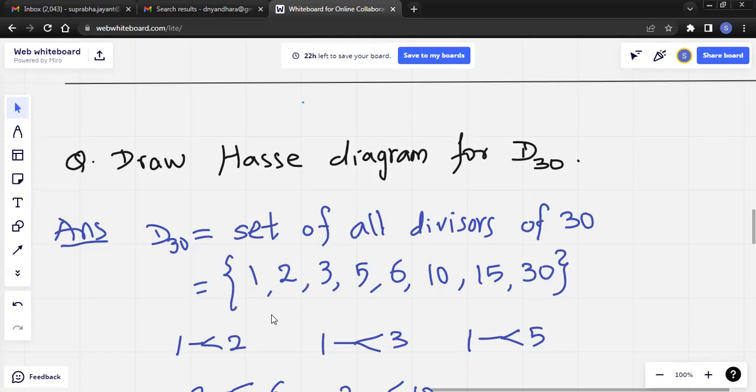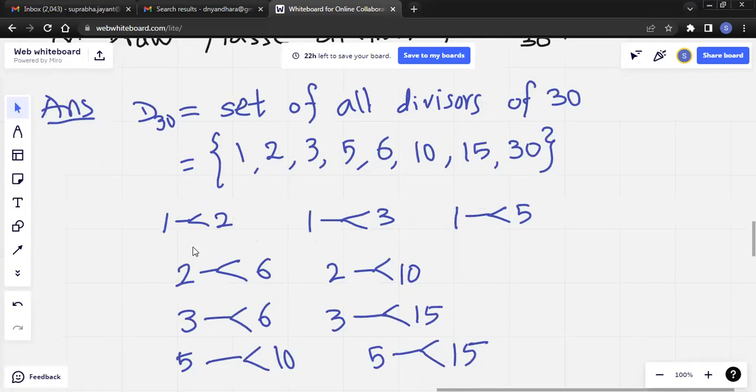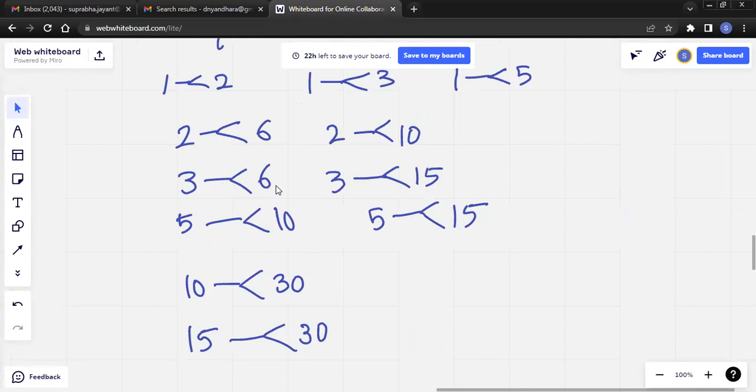Now what we have to do is write their precedence. So we know 1 divides 2. Between 1 and 2 there is no other divisor, so we write 1 precedes 2. 1 precedes 3. 1 precedes 5. Now go for 2. 2 precedes 6. There is no other divisor between 2 and 6. There is no other divisor between 2 and 10. So 2 precedes 10. Same way, 3 divides 6 and 3 divides 15. 5 divides 10, 5 divides 15. There is no other divisor, so we call it precedes.